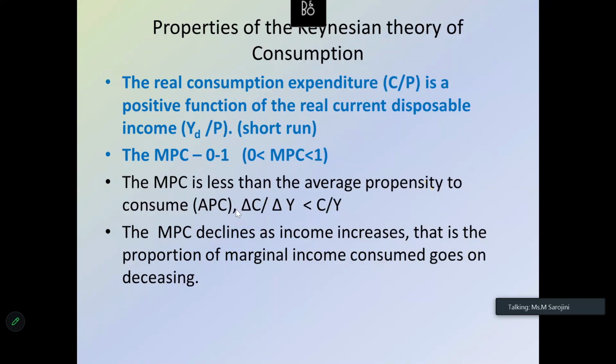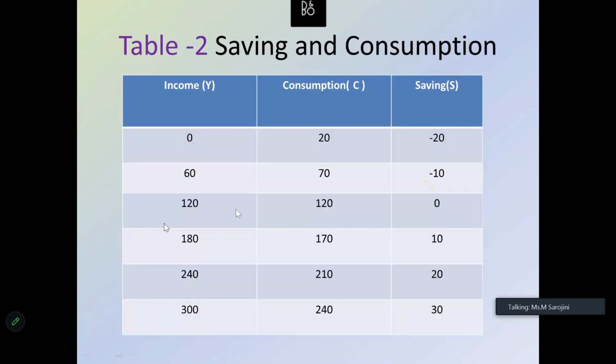Here you can calculate the marginal propensity to consume. Here delta C is equal to how much? 120 to 170, delta C is equal to 50, divided by 60, which is equal to 0.8. Is it correct? What is the marginal propensity to consume for the set of information, 120 to 180 income, 120 to 170 consumption?